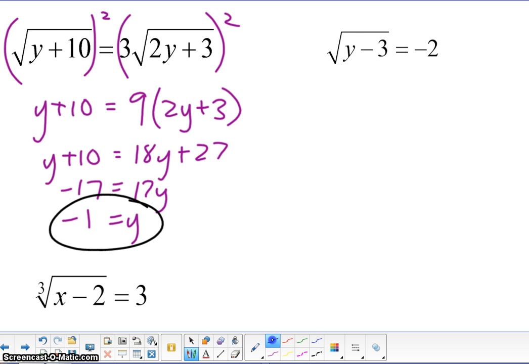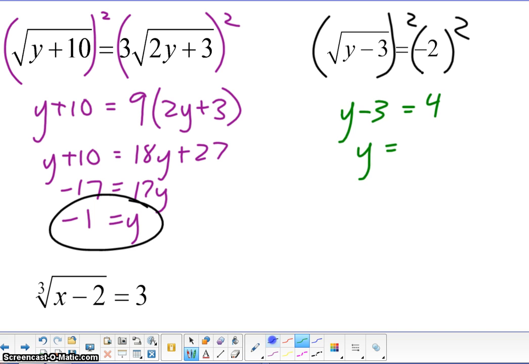The radical is by itself, so we can go right to squaring both sides. And we end up with y minus 3 equals 4, and y equals 7.